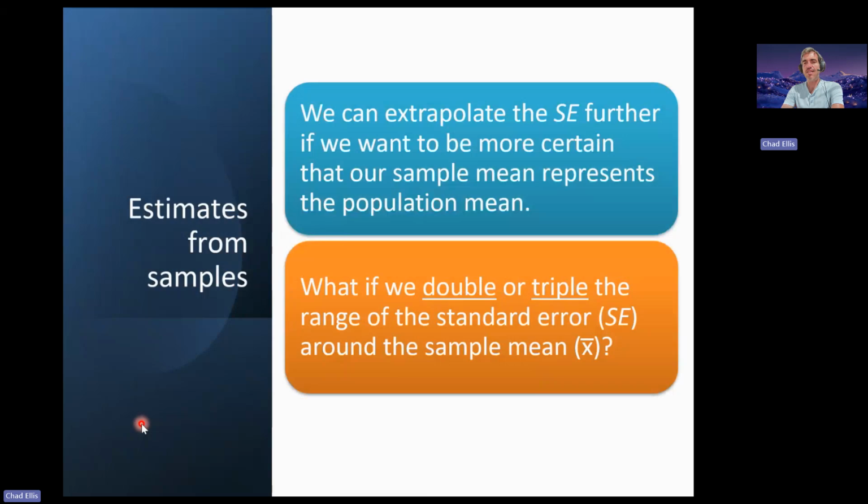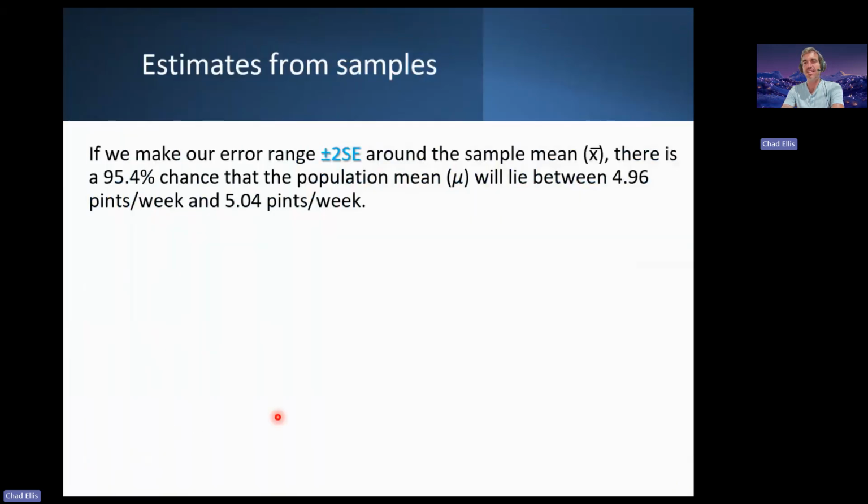So we can take this standard error that we just calculated for our beer consumption example and extrapolate that. So what if we take our standard error and we double or triple the range of the standard error around our sample mean? Well, that of course will allow us to be more confident that the population mean is going to fall within that larger range.